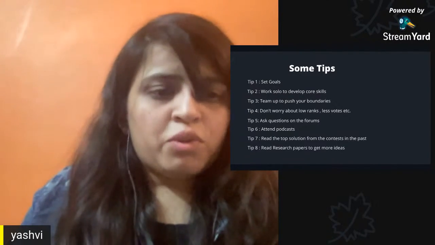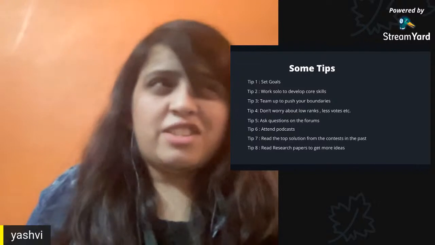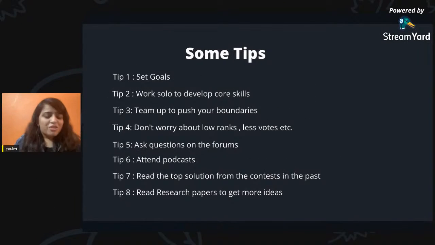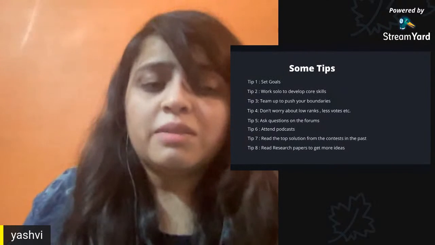And tip number four, don't worry about low ranks and fewer votes. Many people come and tell me that they are not getting votes, what to do, how to get votes, and that Kaggle is not for me, they are not getting any ranking. So do not worry about all these things. Remember one thing, you are there for learning. You are not there for getting votes. You have to focus on your learning.